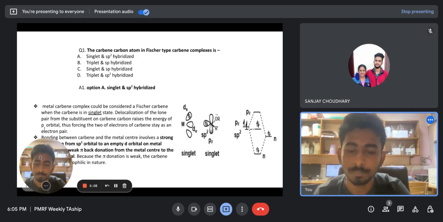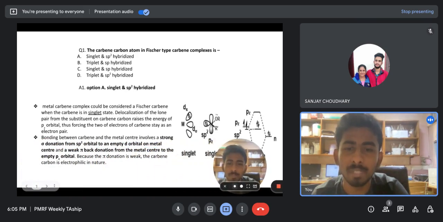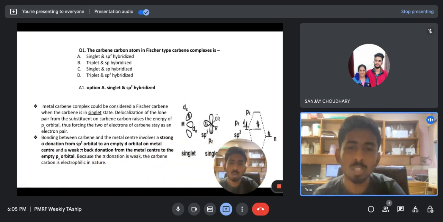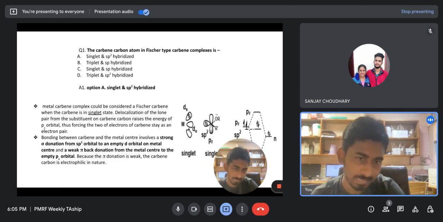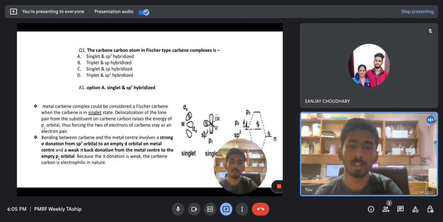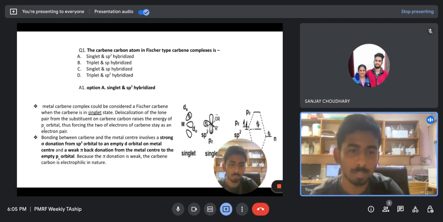Here also you can see that the bonding between the carbene and the metal center involves a strong sigma donation from the sp2 orbital to an empty d orbital. This is the empty d orbital of the metal center. From this filled sp2 orbital, the sigma donation is happening.